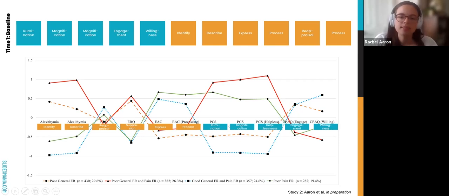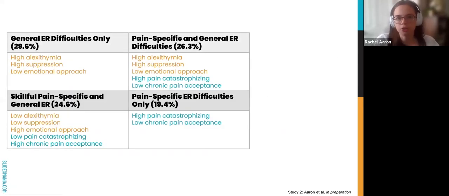To synthesize all of this, our 4 groups can be described as follows. The first is people who have difficulties with general emotion regulation only. This captured about a third of our sample, and these were people who had, for example, high alexithymia, high suppression, and low emotional approach. So not great ways to regulate emotion in general. And we didn't see evidence of difficulties with pain catastrophizing or pain acceptance. Our next most common group were people who had difficulties with both pain-specific and general emotion regulation.